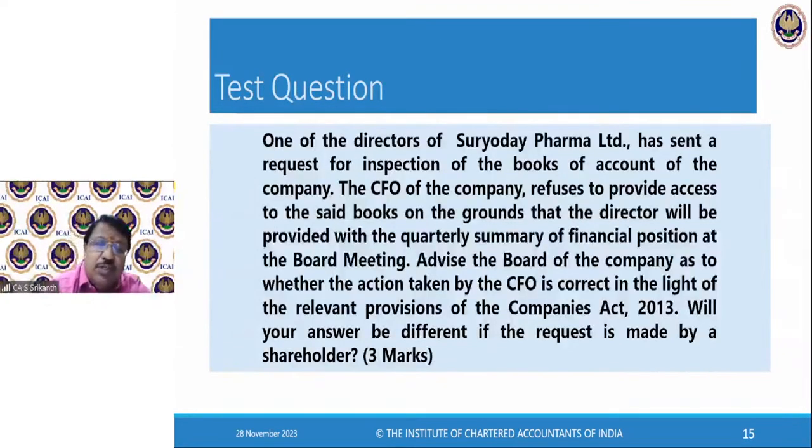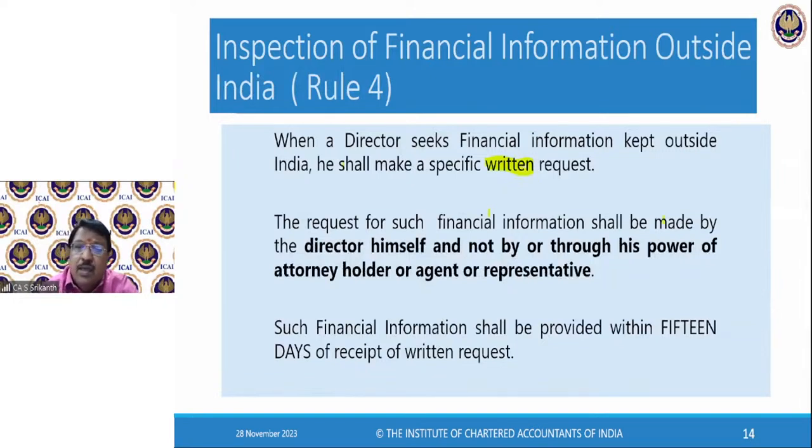Now, there's a small question. This was asked in the examination. Okay? So, check out. One of the directors of Suryoday Pharma Limited has sent a request for inspection of the books of accounts. Attorney. It's a power of attorney, boss, agent.